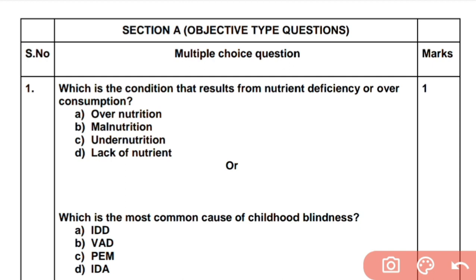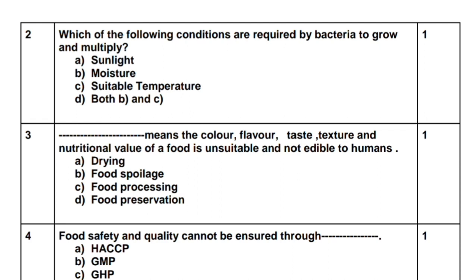Which of the following conditions are required by the bacteria to grow and multiply? Is it sunlight, moisture, suitable temperature or both B and C? We have already discussed the method of answering MCQs. In case you have missed out that video, just go and find it. It'll be very helpful if you don't know the answer. But the best method of preparing for MCQs is to be prepared. And we are preparing for those.